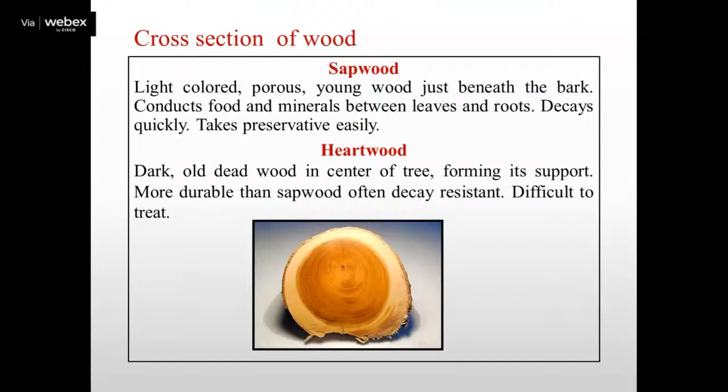If you take the cross section of wood in general, sapwood is the light colored outer surface, and it is porous, decays quickly, and takes the preservative easily. And heartwood of all the species is almost dark in color, forming its support, more durable than the sapwood, often decay resistant and difficult to treat. But in fast growing and plantation species, sapwood is more compared to heartwood. So we have to give a preservative treatment for all plantation and fast growing timbers.